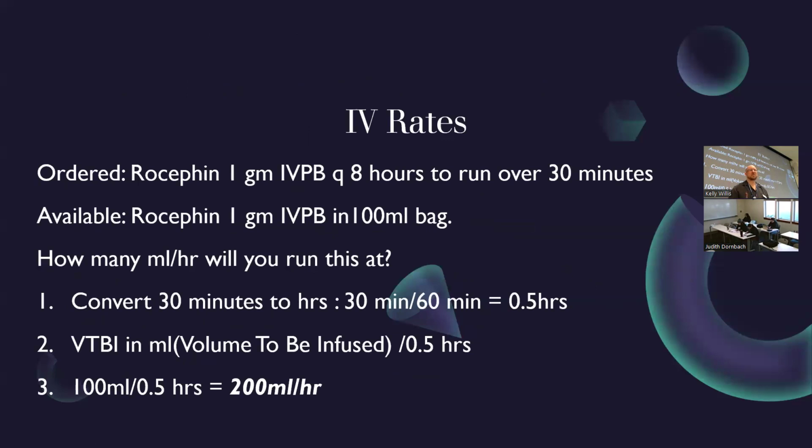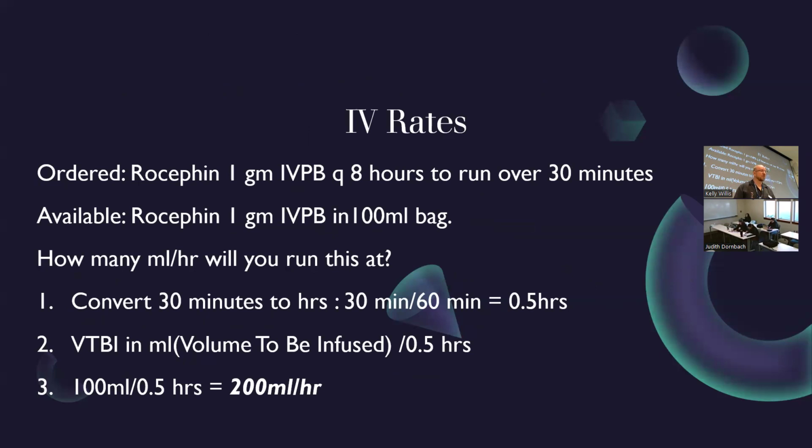IV rates. I have about 3 or 4 of these. So order is row 7, 1 gram IV piggyback every 8 hours to run over 30 minutes. And that's generally what the order will say. Available is row 7, 1 gram IV piggyback in 100 mLs bag. And you'll want to know what size bag you have, and it'll say, how many milliliters per hour will you run this at?